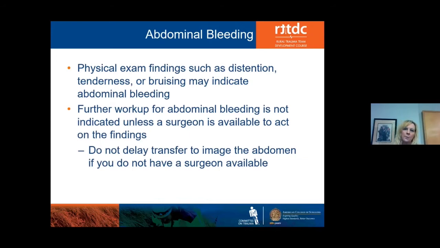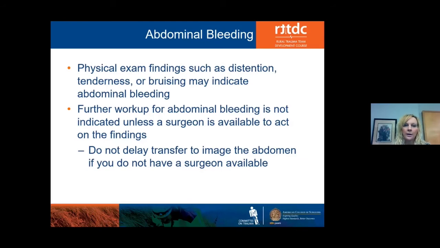So when you think about abdominal bleeding, you're going to look at your physical exam. If you see distension, things to make you think that maybe they're bleeding, if the patient is tender, if they're awake and alert and they're able to tell you they're tender, take it seriously. Any bruising. Seatbelt signs: if a patient comes in with a large seatbelt sign, there's a very good chance that they may have some internal bleeding that you're not aware of from the external sites.